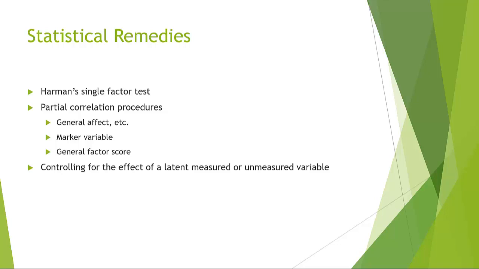And then lastly, what I can do, and this is very common in structural models, is control for the effect of a latent measured or an unmeasured variable. So I can measure something like general affect or social desirability or a marker variable, and then I can partial it out by including it in a path on our dependent variable to get a better idea as to the real relationship between the independent and the dependent variable. I can also use a phantom variable, which is an unmeasured variable, in order to partial out some of that variance.